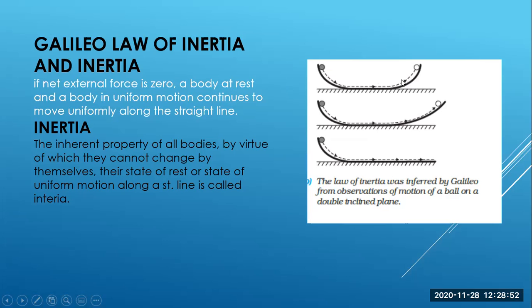Number two, if we decrease the slope of the plane, this plane slope is more than this second plane, the slope is decreased. Now the ball will again reach the same height, but the distance traveled by the ball is more as compared to the distance traveled in the first case.